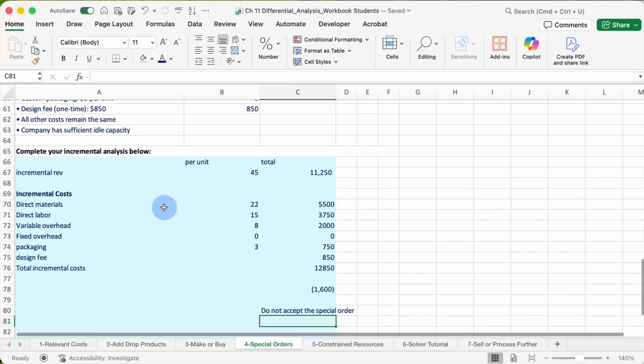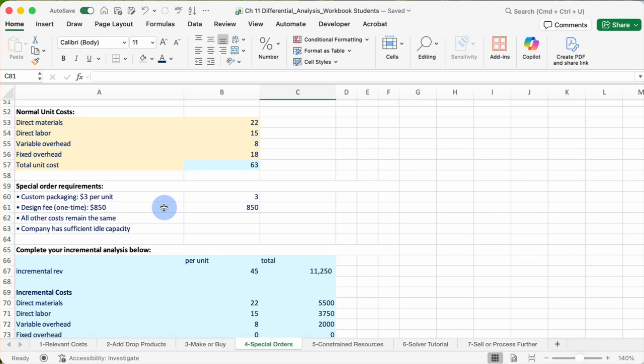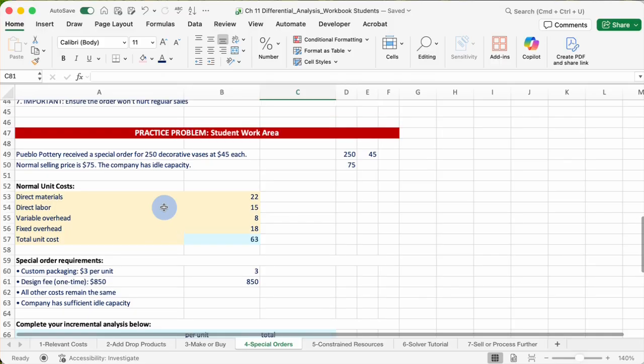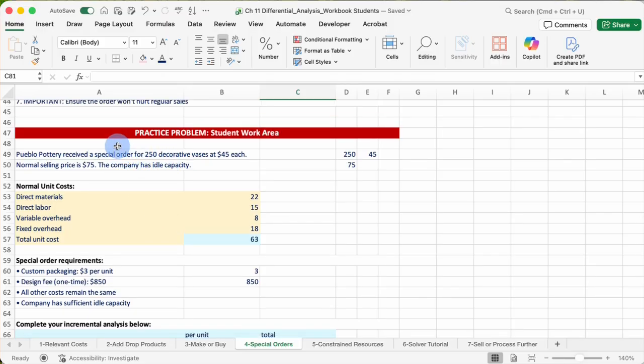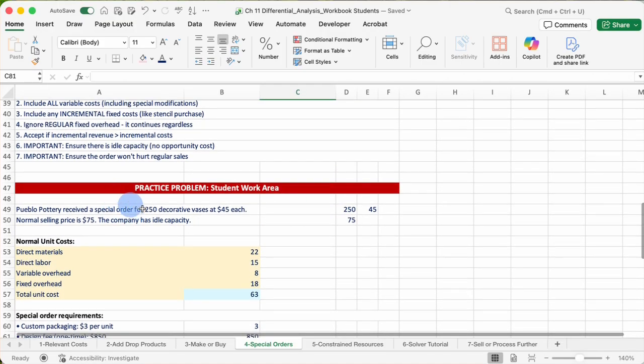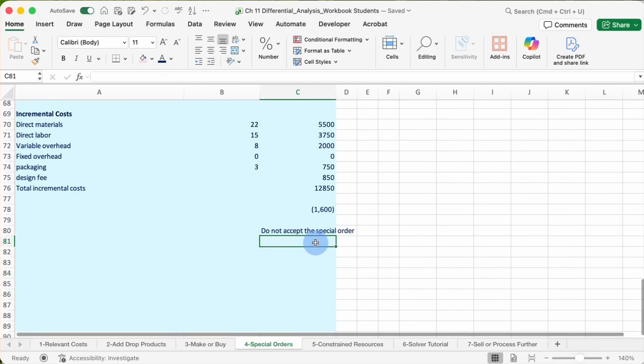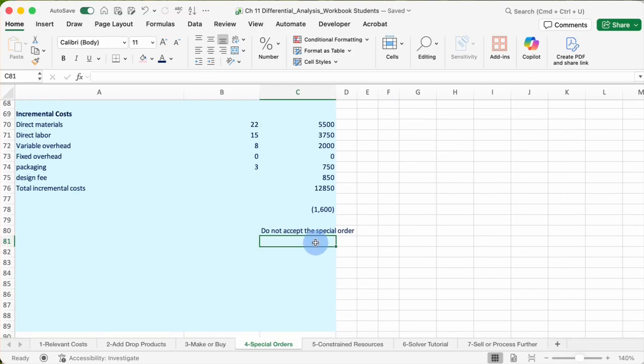Again, like we had talked about, there could be qualitative factors that we need to consider. So, is there something inside of this special order that justifies us accepting a loss on it? For example, does the client that ordered the 250 special order have huge connections that are going to lead us to bigger opportunities, so we're willing to take that? Those would be some other considerations that you might consider on this decision, besides just the clear quantitative decision to not accept it.